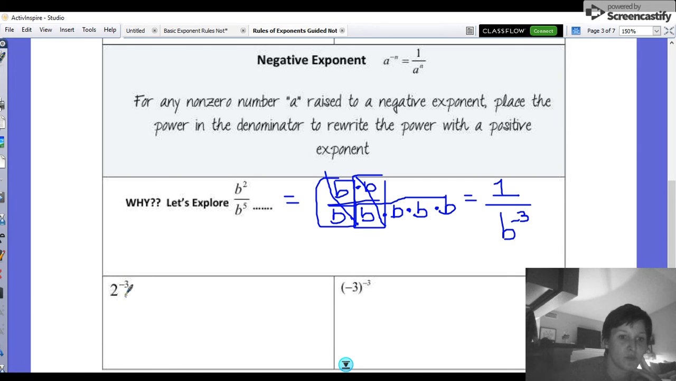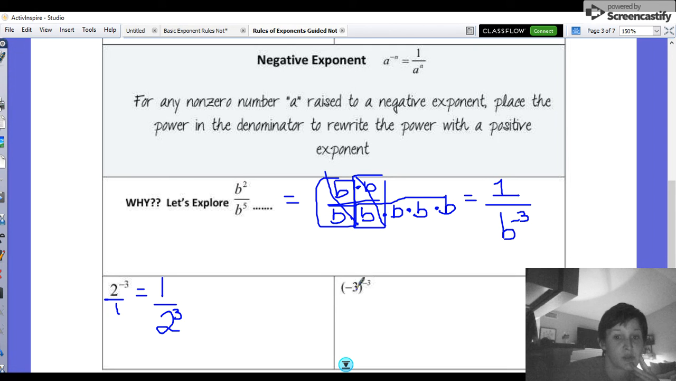So let's look at this one. All we're going to do here is this is basically 2 over 1, and then it's got a negative exponent. So we're just going to flip that. The reciprocal is 1/2 with an exponent of positive 3 now. So we made our exponent positive.